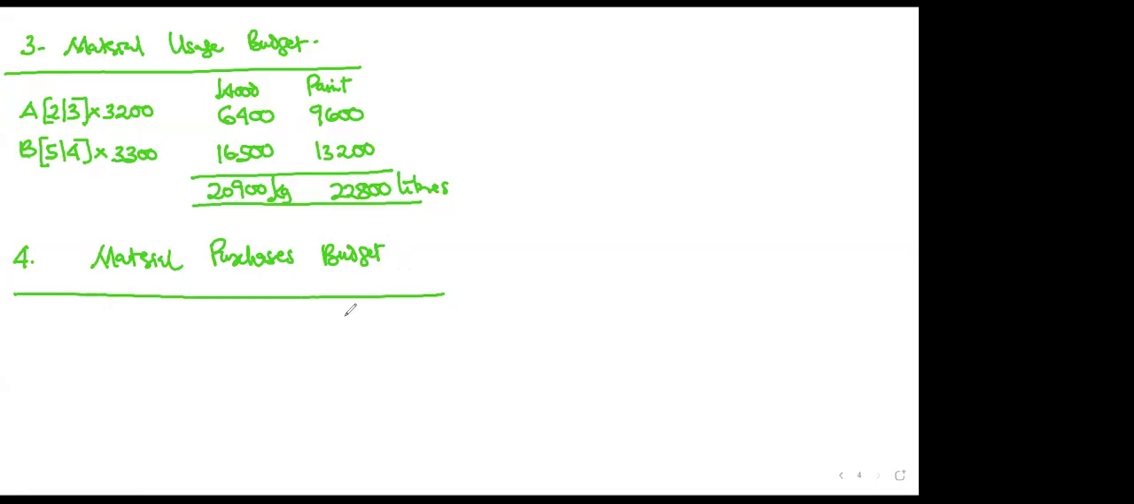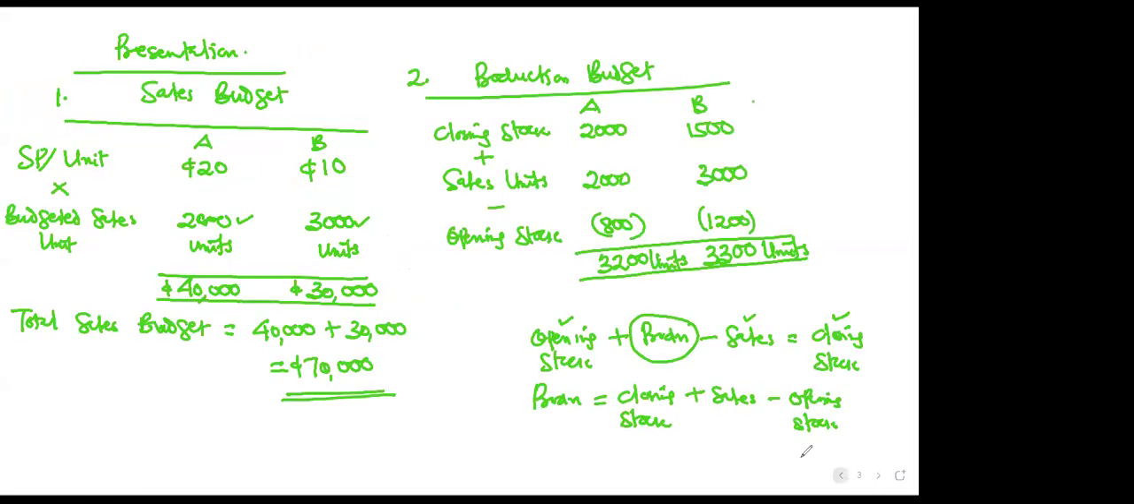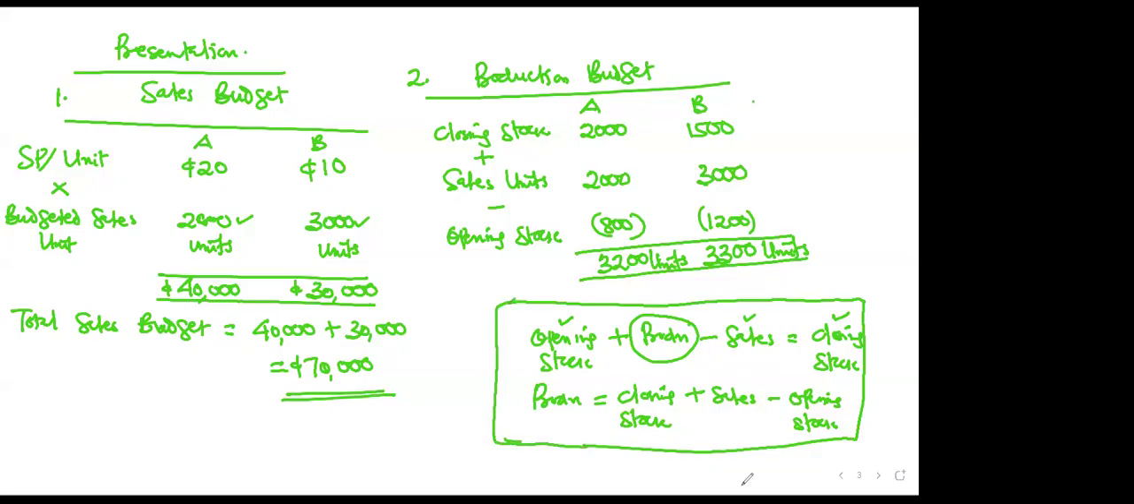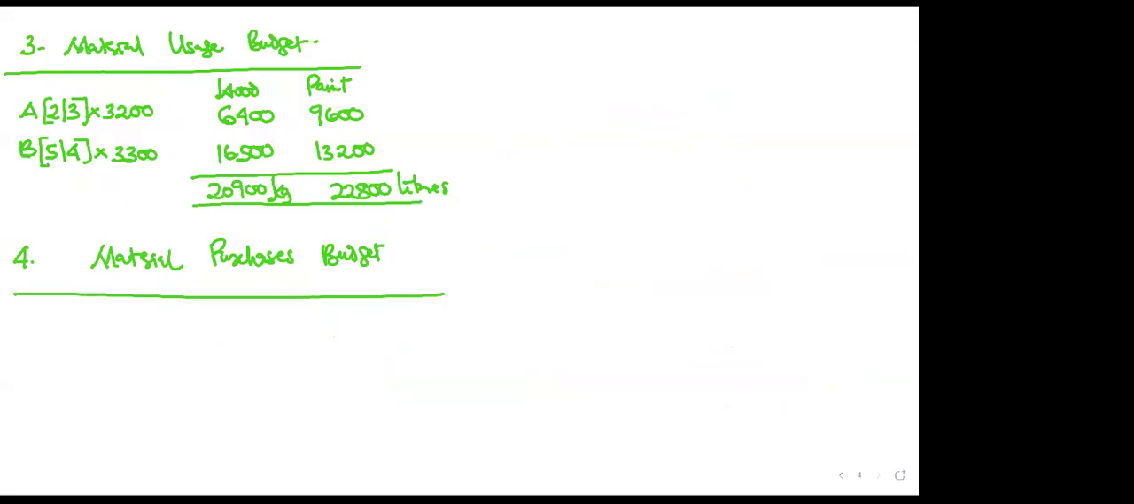Now, the material purchases budget also works just like the production budget. When we were doing production, we used this formula. If you all remember, we used this formula to guide us. Do you remember? So for raw materials too, we can also do the same thing.